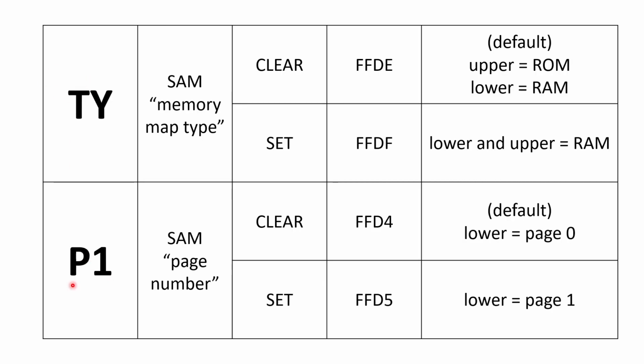The TY and the P1 are both just bits. They can either be set or they can be clear. Let's talk about the TY first. That's the memory map type. You set or clear it by writing to this address to set or this address to clear.